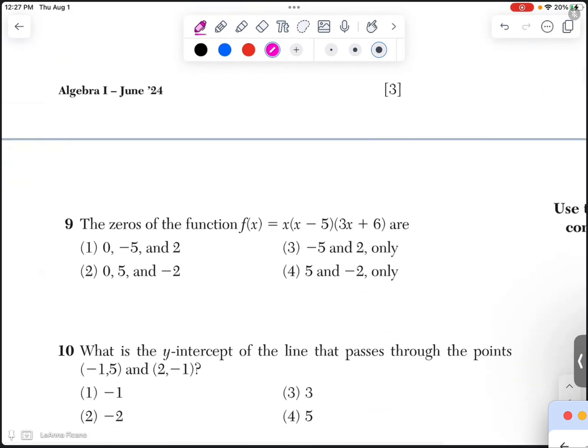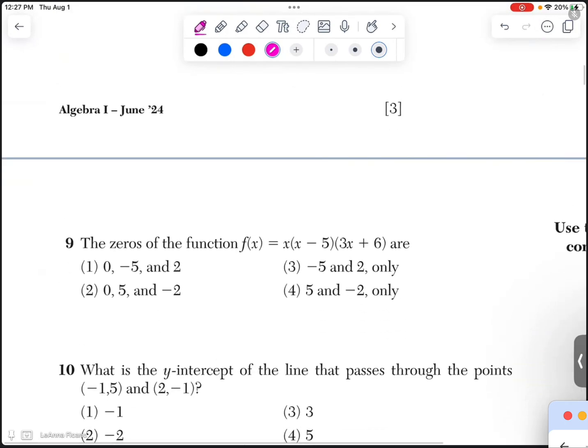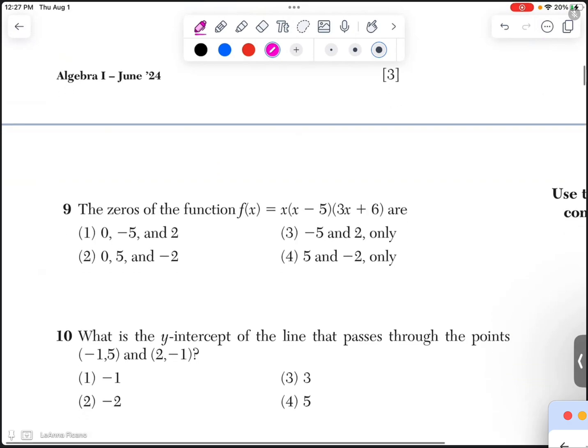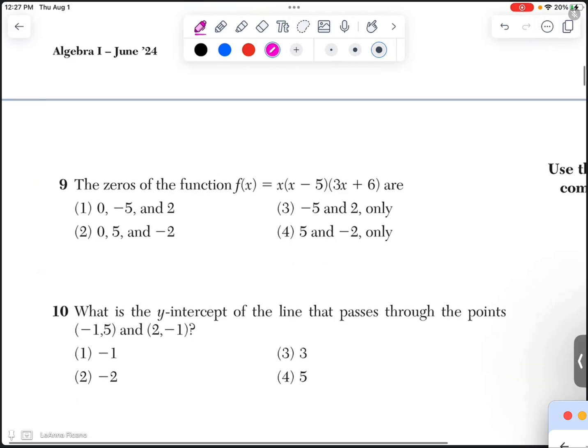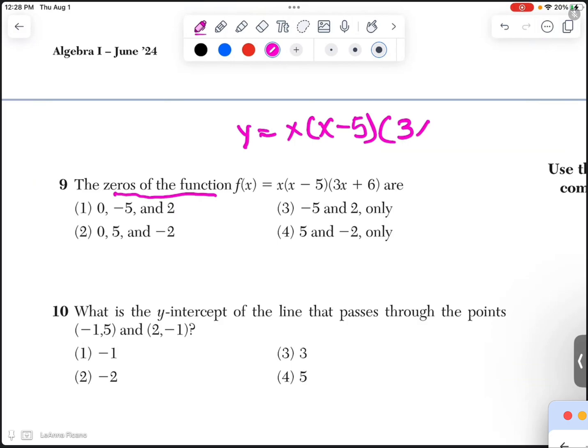Okay, and we have number 9. And this one we're going to use the store button for, it gives us values for 0. So let's take a look at number 9. The zeros of the function f of x equals x parentheses x minus 5 parentheses 3x plus 6 are. So, okay, we're looking for zeros of the function f of x. Now, saying f of x is just like if we were to say y equals x minus 5 times 3x plus 6, okay?